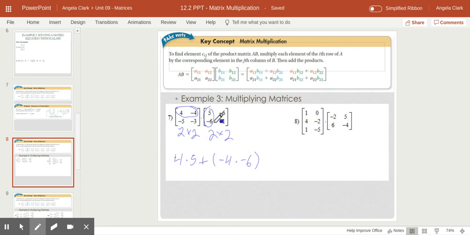The second element is going to be the first row again, but this time times the second column, and that will go here. First row, second column. So that'll be the next element over. So I'm going to do 4 times -6 plus -4 times -1.